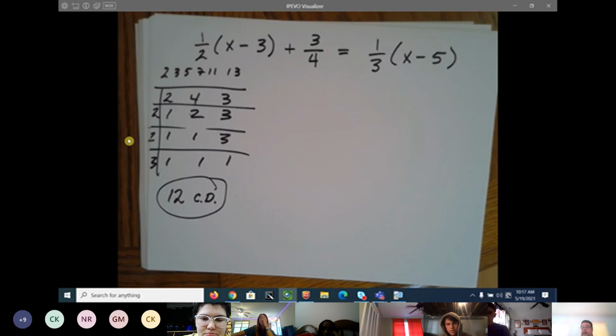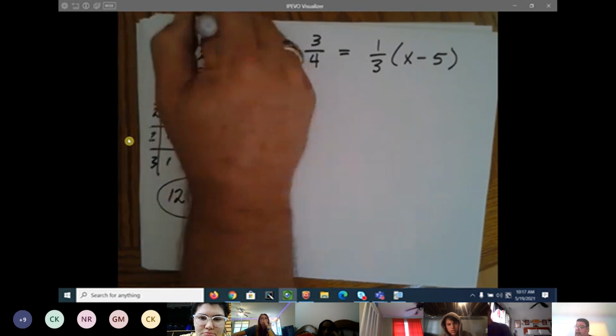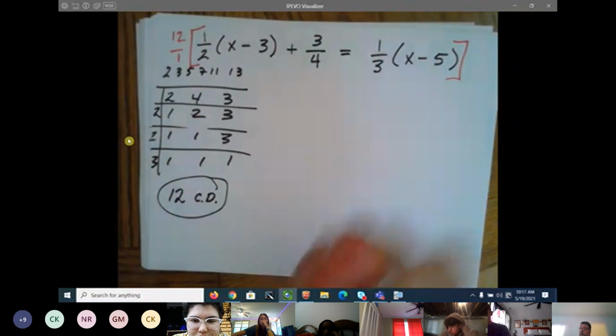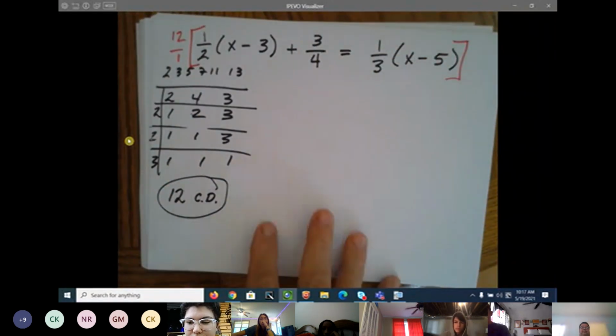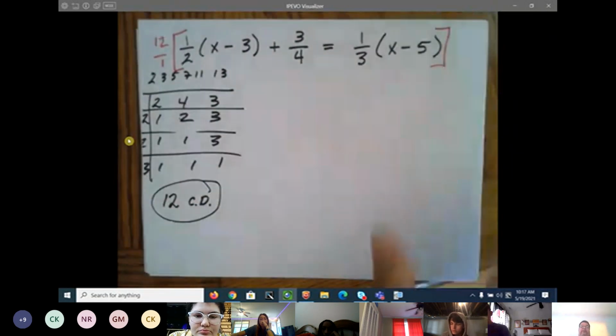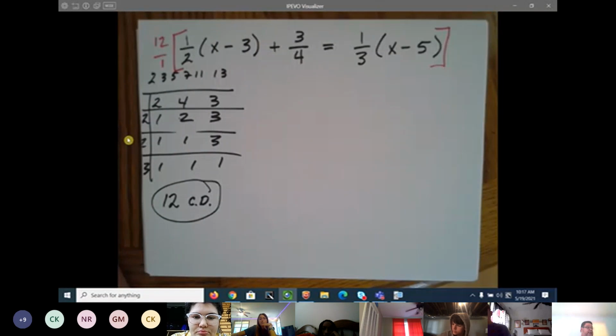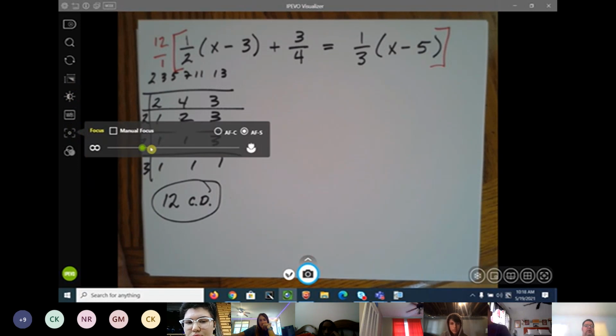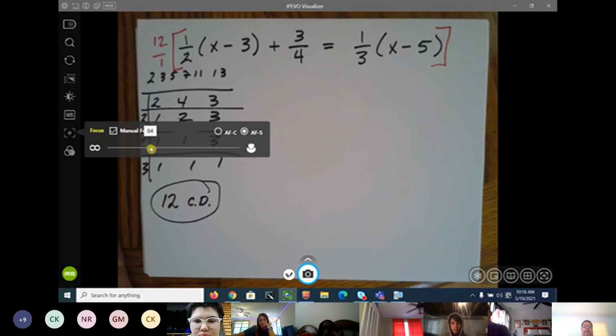So since the common denominator is 12, I'm going to multiply through by 12 over 1. Now I'm going to put a baby step in here for some of y'all that need it. And you don't have to be proud, because I know there's people in here that need it. So I'm going to do it with a blue pen because I don't like red. Is that focus out a little bit? Somebody help me out. No, it looks fine. Let me check. Looks like that's a little bit better.